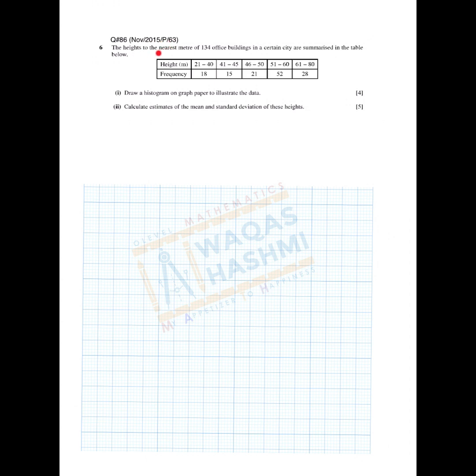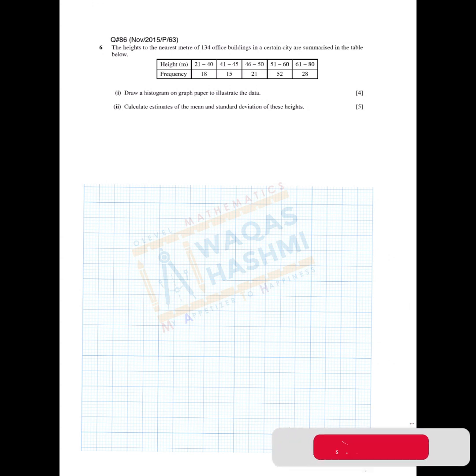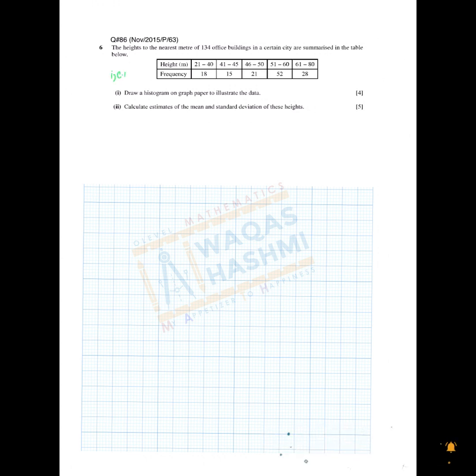It says the heights to the nearest meter of 134 office buildings in a certain city are summarized in the table below, and we have the table. Draw a histogram to illustrate the data. We know that before starting the histogram, we need to focus on two things. Number one is always a class width, and number two is interval. Interval means that there should not be any gap in your histogram.